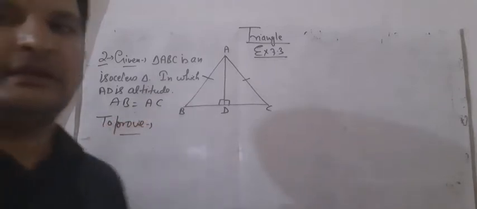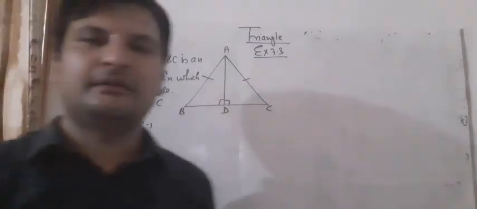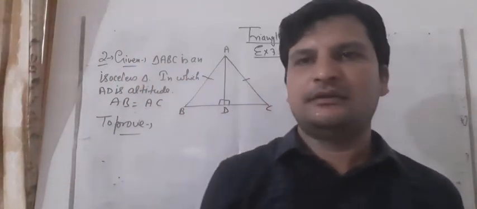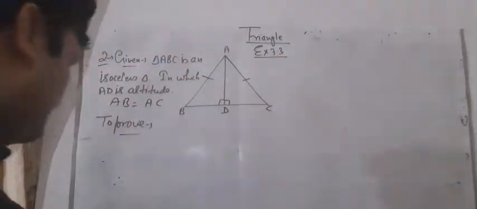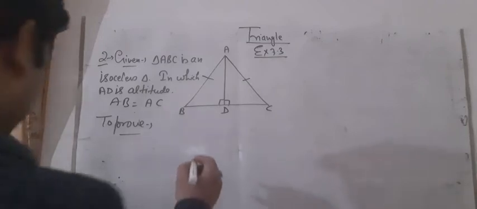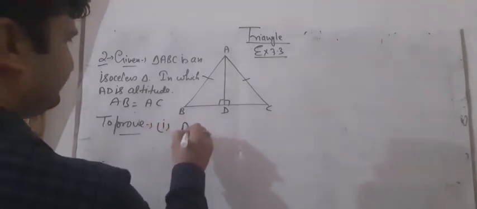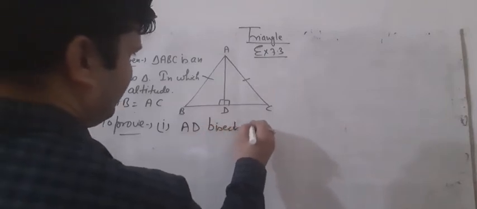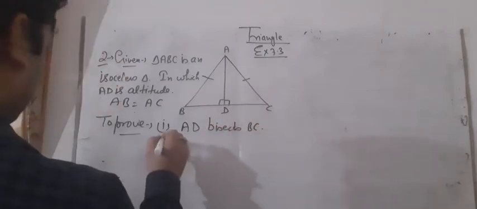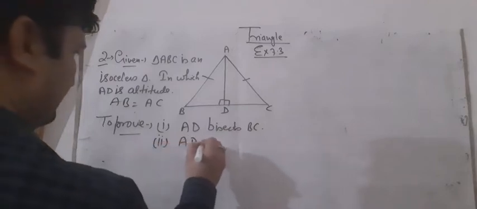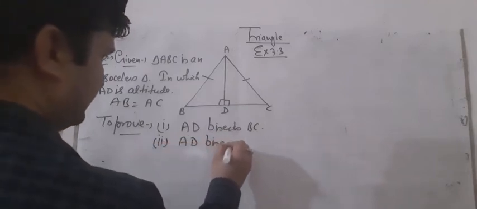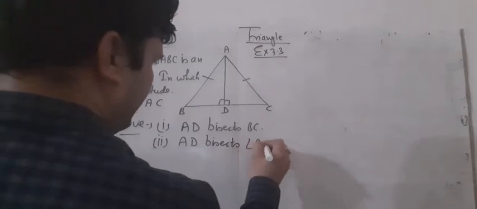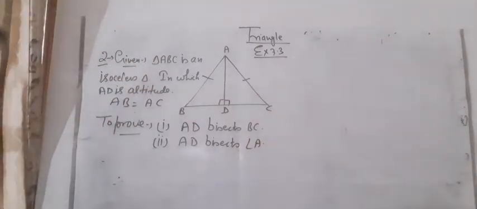To prove, we have to note it like this. First we have to write given, and then we have to write to prove, and then we will prove it. The second part is to prove. What we have to prove? AD bisects BC, and the second one is AD bisects angle A.